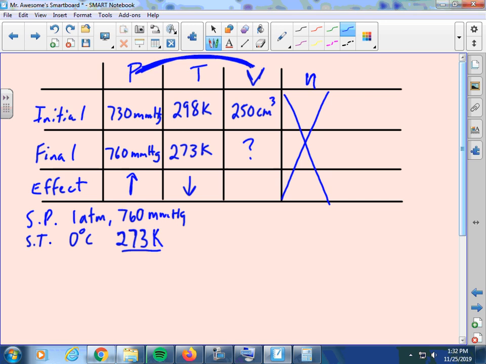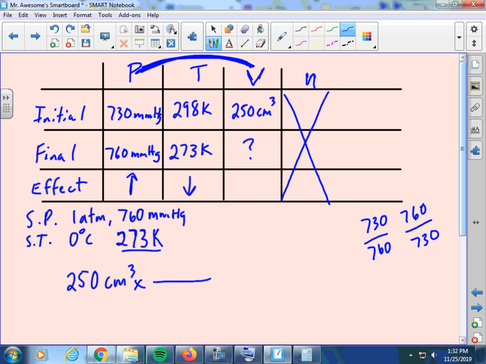So in this one, instead of one fraction, since I have 2 things that I know both initial and final for, I'm going to use 2 fractions instead of 1. I'm still going to start with the thing that I'm trying to find, volume, 250 cubic centimeters. So I'm going to multiply by 1 fraction to see what happens. Let's start with pressure since that's first. All right. So pressure could either be 730 over 760 or 760 over 730.